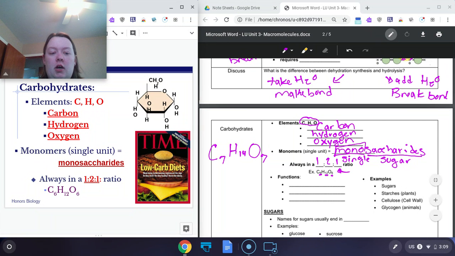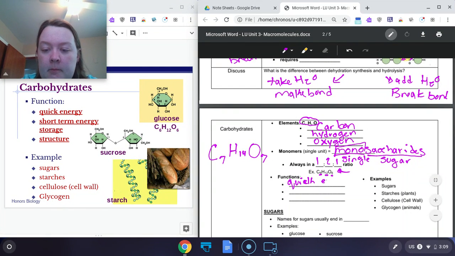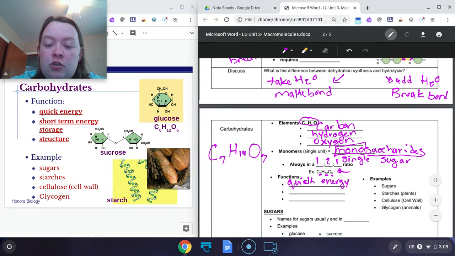Now, the function of carbohydrates in our bodies, or in living things in general, is to provide quick energy. Again, I said that carbohydrates are sugars. Little kids eat lots of sugar. They get quick energy. It stores energy short term. So, short term energy storage.